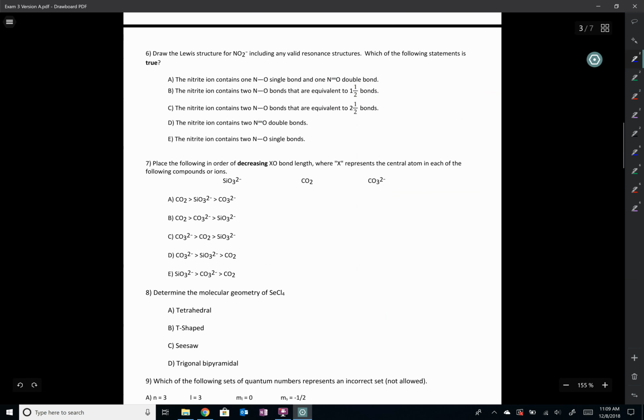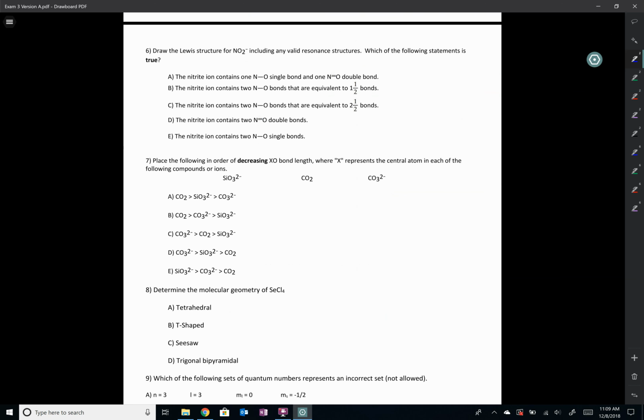All right. Question 6. Draw the Lewis structure for NO2 and include any valid resonance structures, and which of the following statements is true? So we have to draw the Lewis structure for NO2. So NO2 is going to look like this. And we draw a resonance structure. Remember, a resonance structure is where we move our pi bond around. We turn a lone pair into a pi bond and a pi bond into a lone pair. All right. Those are our two resonance structures.